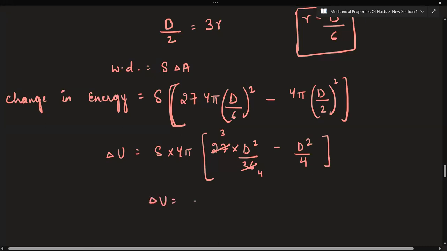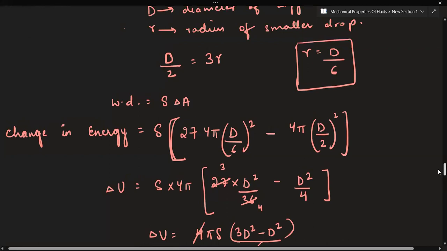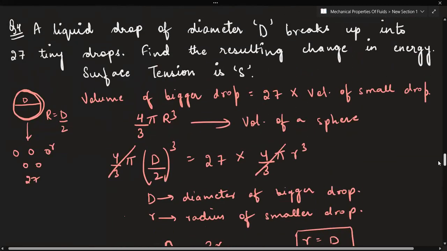So the change in energy is 4 pi S from here. And what are we left with? 3d square minus d square divided by 4. So 4 will get cancelled. What is left? The change in energy is equal to 3d square minus d square, which is 2d square. So 2d square pi S. This is the change in energy that we are getting. Understood? Or should I repeat? Understood, ma'am. Okay, fine. Start noting this from here. And in any step, if you get stuck, just ask me.